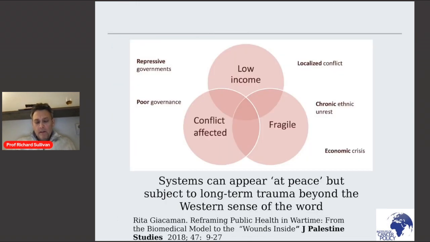And the other thing to make the point here is that the way we think about the systems is very different in Western terms. So a lot of work has been done, particularly in the Middle East, asking the question about how we reframe the whole sense of trauma in the Western sense and how that frames our treatment of cancer patients. And in many countries, of course, we're dealing with conflict populations that are low income, very fragile, with chronic ethnic unrest, poor governance, repressive governments. And this creates a very different environment for creating strong and stable cancer care.